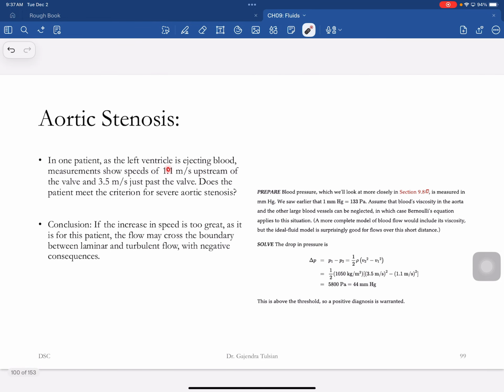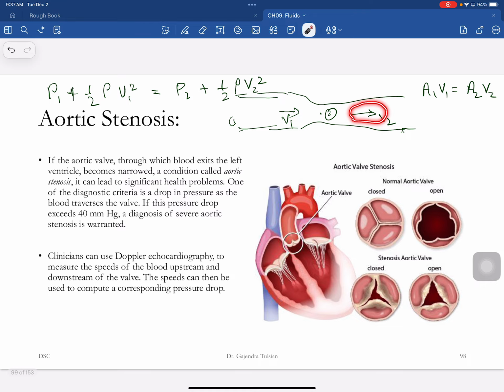So if these are the speeds measured, this calculation shows you the pressure drop, P1 minus P2, is equal to that. There's the density of blood, there's the speeds, there's the pressure drop in pascals, and that's converted to millimeters of mercury. So for this speed, the pressure drop is 44 millimeters of mercury. That means the blood has sped up too much and the pressure has dropped too much. That means the valve is diseased.